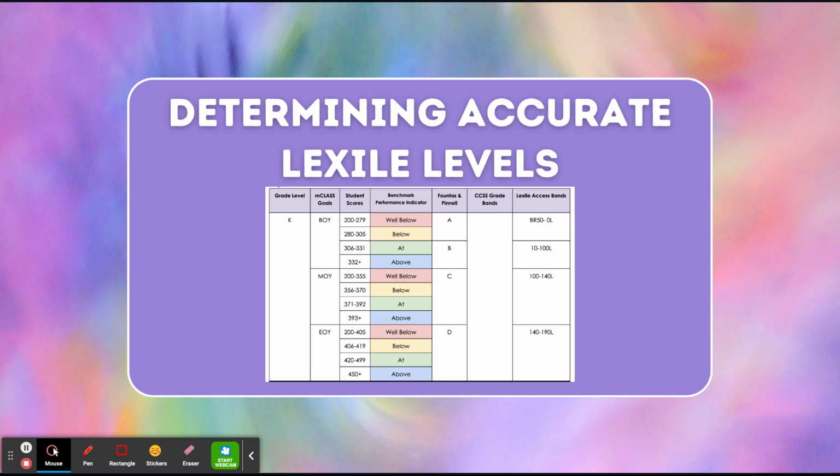So once you go in iReady and you write down each of your students' Lexile band or Lexile level, you're going to use the sheet I passed out last week to then correlate that to a letter level, because that's how our books are organized in the book room.